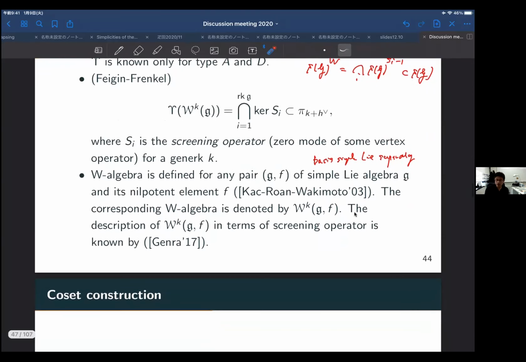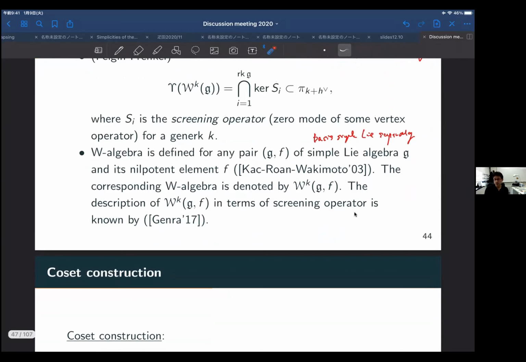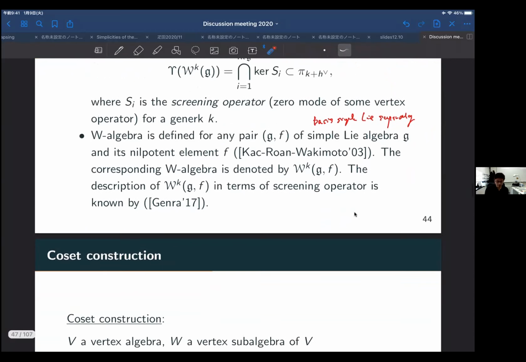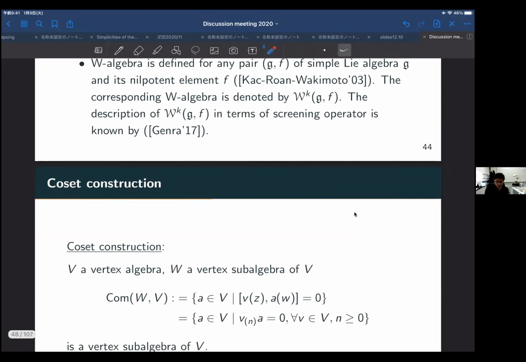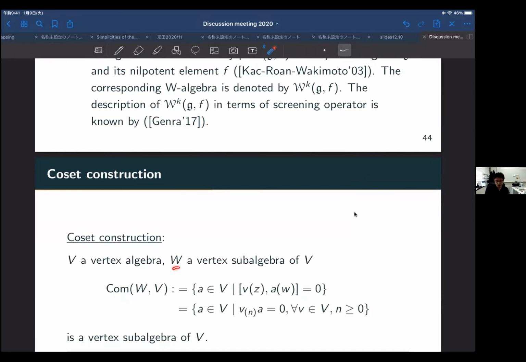Okay, so if not, I want to explain another description of a W-algebra. It's called the coset construction. If you have a vertex algebra and a vertex subalgebra W inside, you can consider elements which commute with everything from elements of W. It's called the commutant or coset of W. So this becomes naturally a vertex subalgebra.